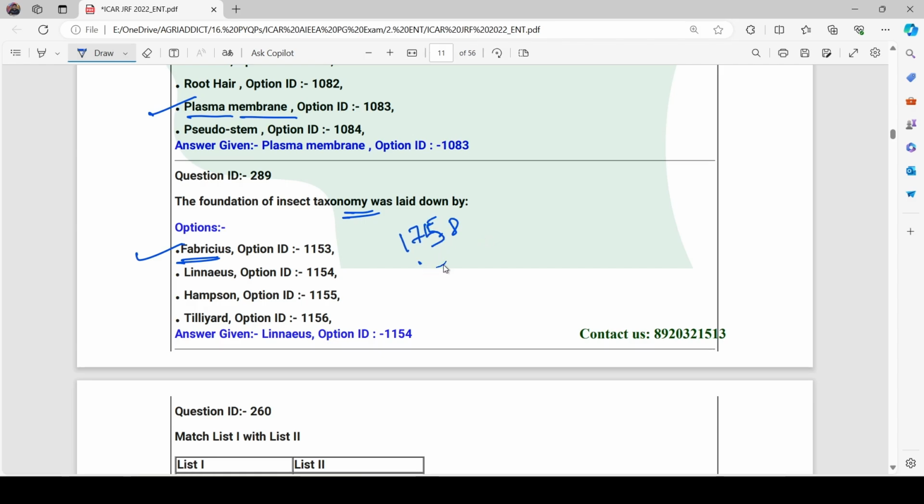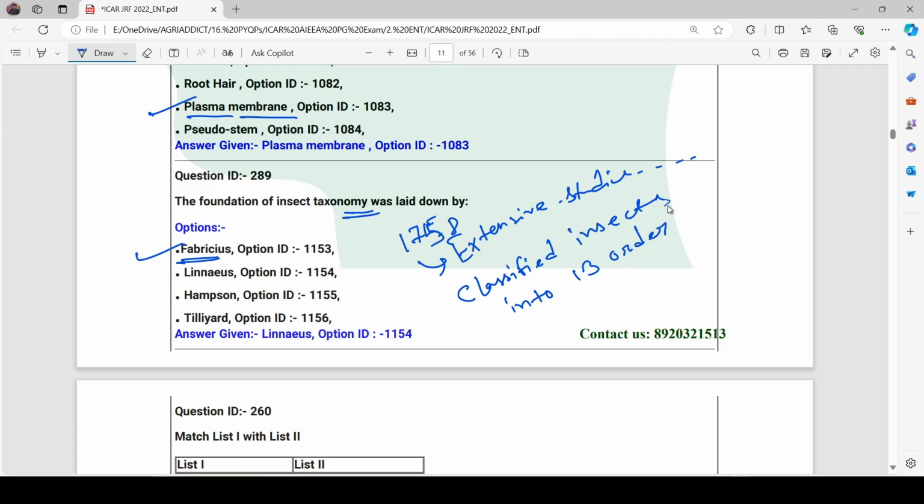In the year 1758, he made extensive studies in several Indian insects, and he also classified the insects into 13 orders, the Indian insects mainly, based on their mouth part, that is MP in short. So based on their mouth part, Fabricius classified Indian insects into 13 orders. So this is important to know.